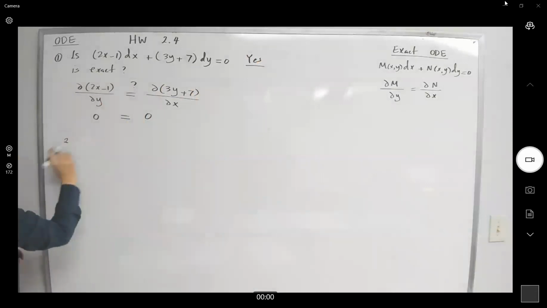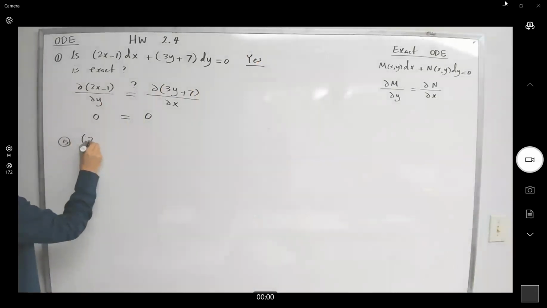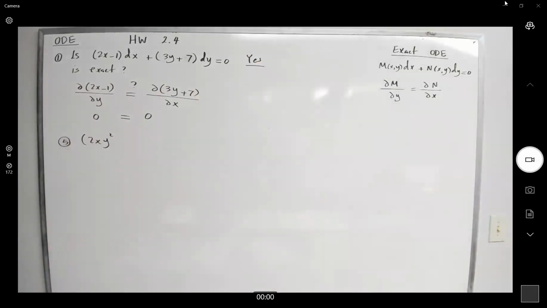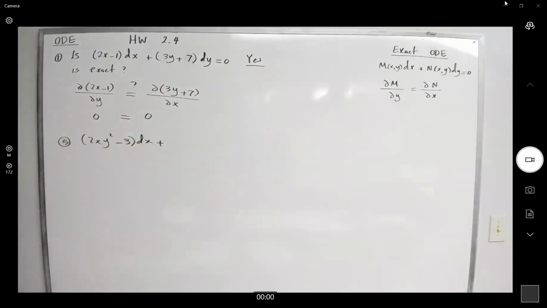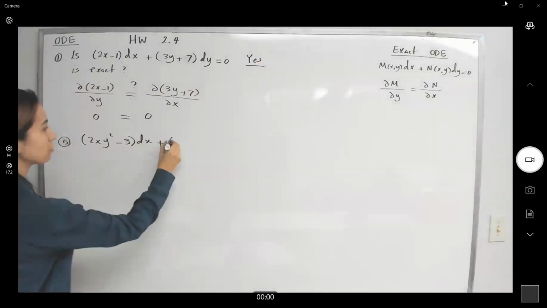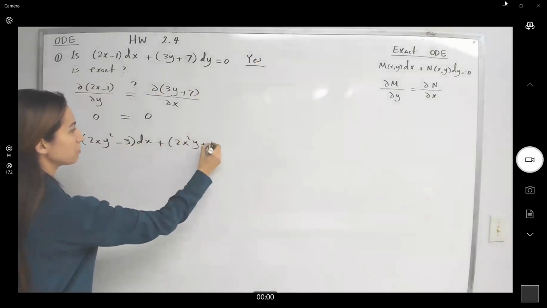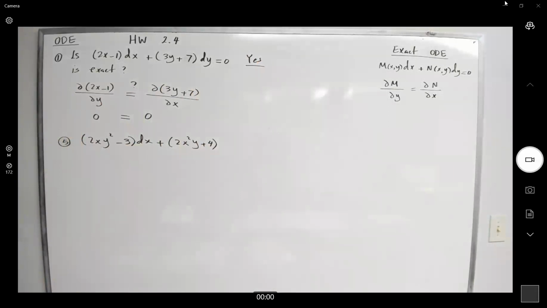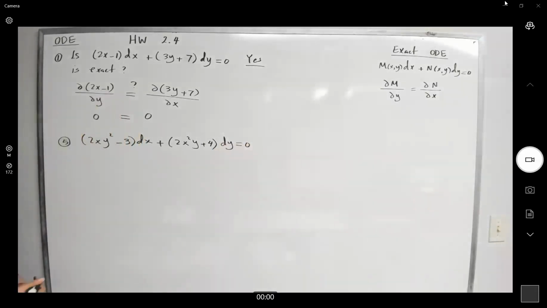The next question, number 5. Question 5, you have (2xy squared minus 3) dx plus (2x squared y plus 4) dy equal to 0. Is it an exact differential equation or not?